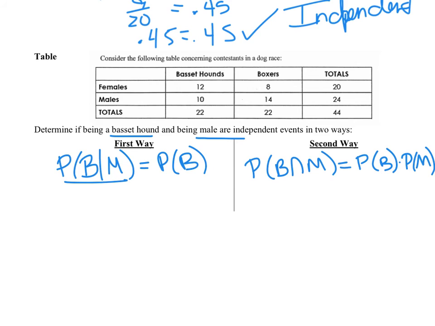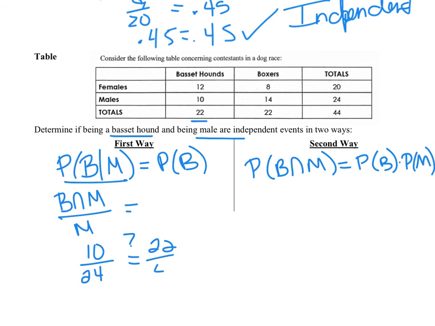So probability that he's a basset hound given that he's male. Remember the formula. So basset hound and male is 10 over male, which is 24. Is that equal to the probability that he's a basset hound, which is 22 out of 44? Are those equal? No. This is like 5 over 12, and this is like a half. So no, so these are not independent or dependent, whichever you choose to write.